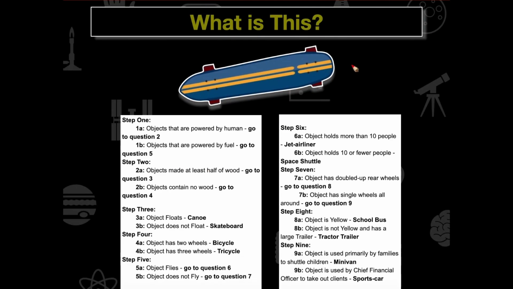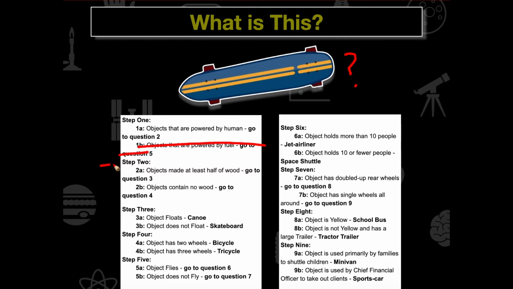Alright, remember, what we're trying to figure out is, if we were extraterrestrial life, we're going to follow these set of rules to figure out what this object is. And we're going to ask these series of questions and follow these steps. This is going to be the first type of dichotomous key that we'll go through and look at. So, is the object powered by a human, or is the object powered by fuel? We know it is not powered by fuel, it's powered by the human. So this tells us to go now to question 2.